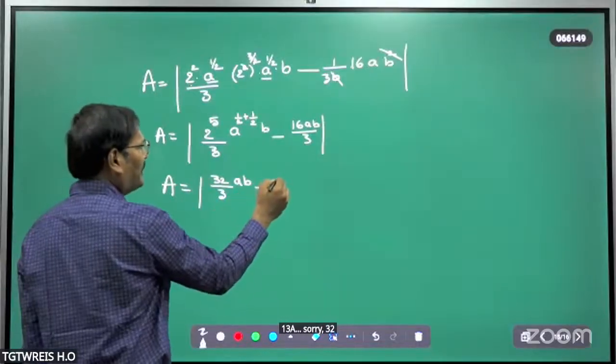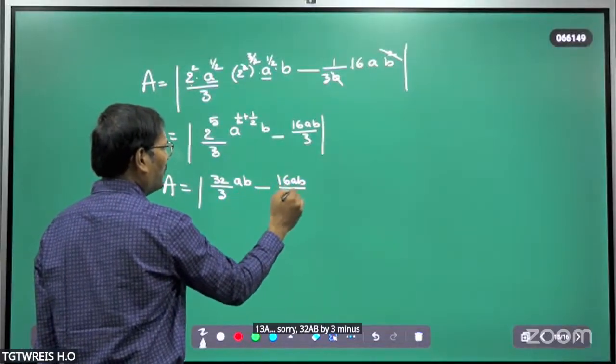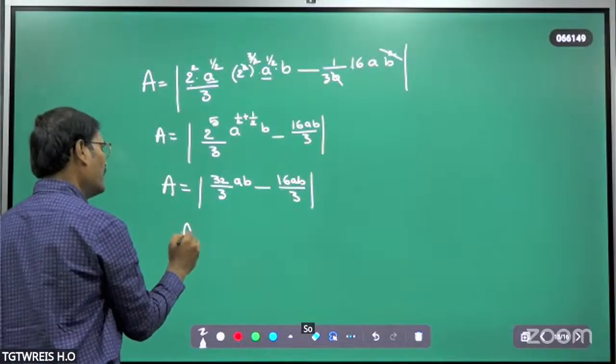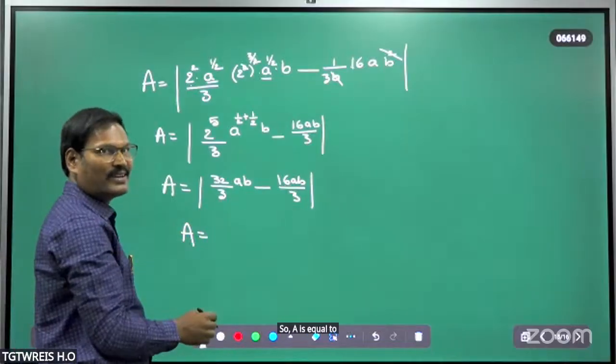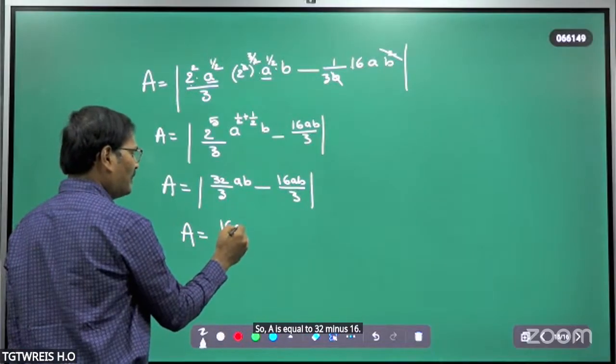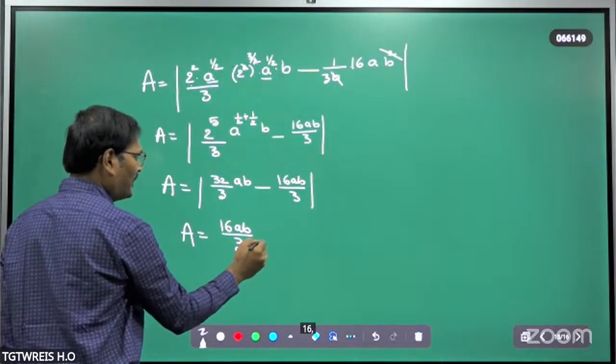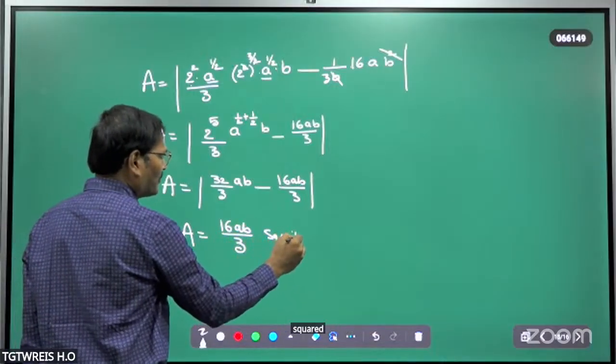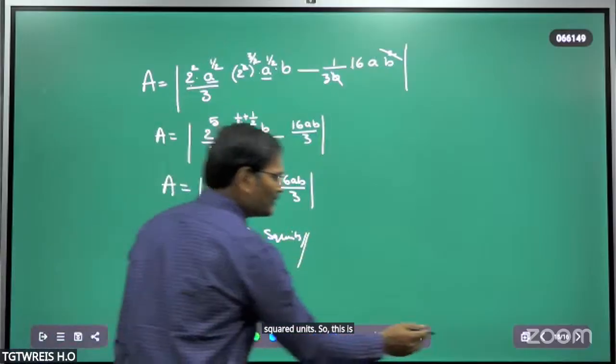32 AB by 3 minus 16 AB by 3. So A is equal to 32 minus 16, 16 AB by 3 square units. So this is the answer.